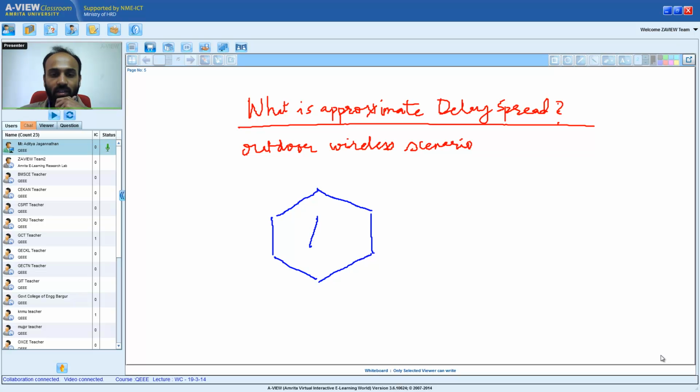Let's say I have the base station at the center of the cell, and let's say I have the mobile at the edge of the cell. Now let's say I have a direct path.